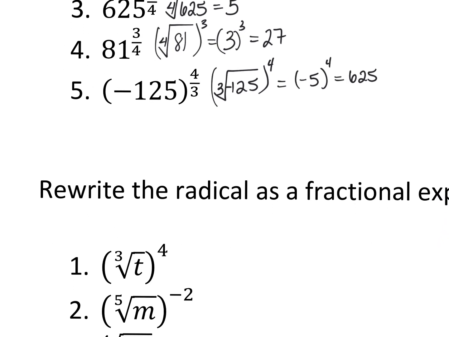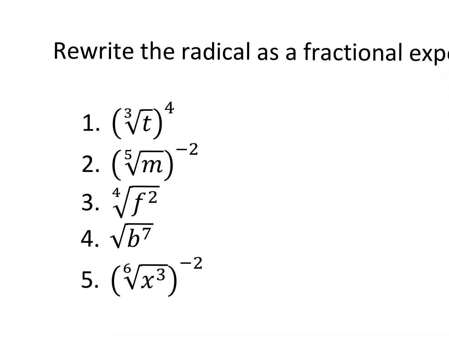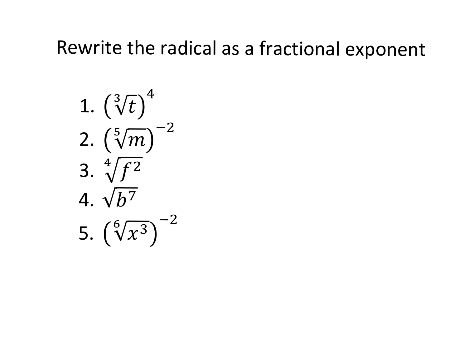All right. Next thing we're going to do is go the other way around. Can we rewrite the radical as a fractional exponent? The cube root of t to the 4th power. So again, remember, the root is the denominator, the exponent is the numerator. So this is going to be t to what power? The exponent becomes the numerator, so 4. The root is the denominator, thirds.